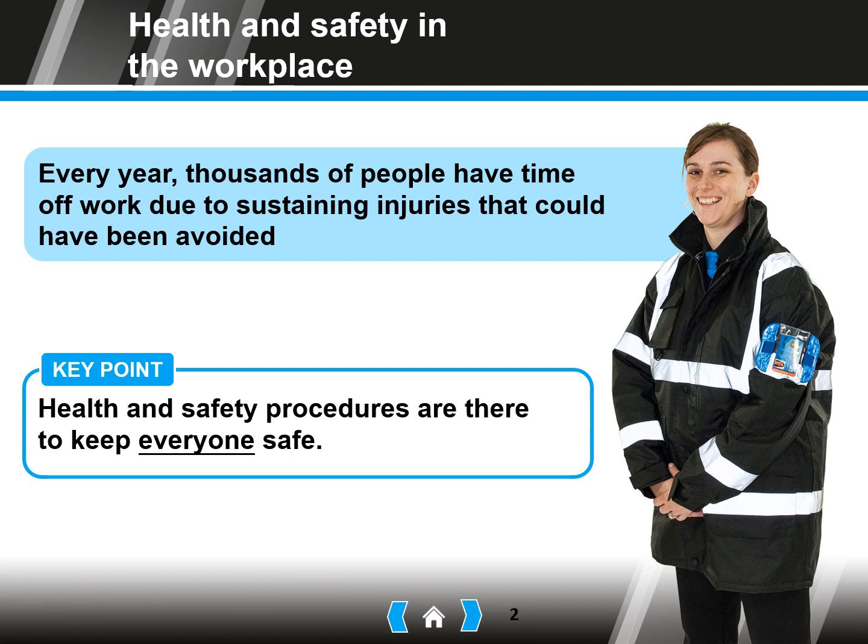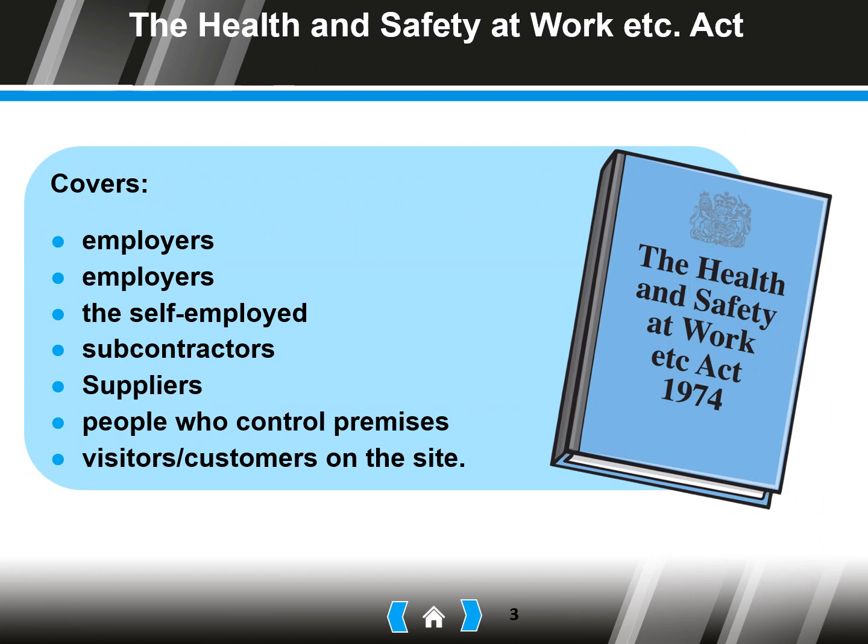Every year, thousands of people have time off work due to sustained injuries that could have been avoided, and health and safety procedures are there to keep everyone safe. The Health and Safety at Work Act covers employees, it should say employees anyway, it says employers twice, the self-employed, subcontractors, suppliers, people who control premises, and visitors and customers on the site.